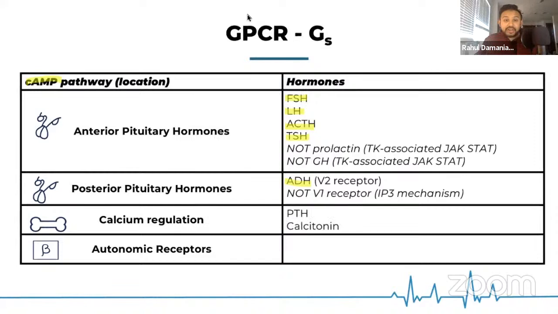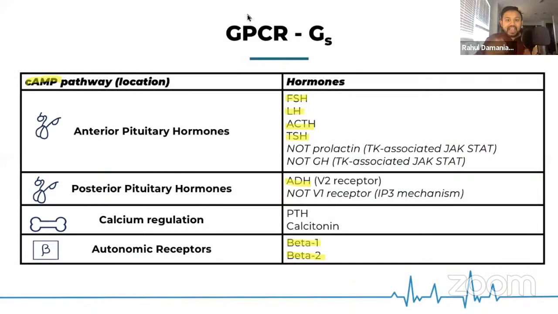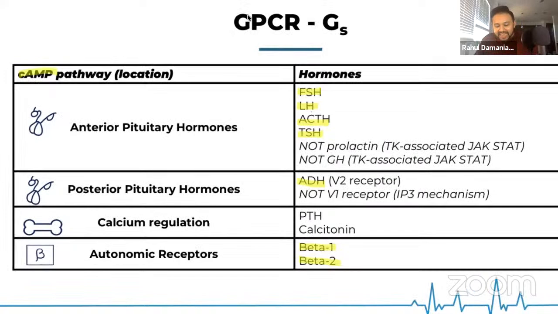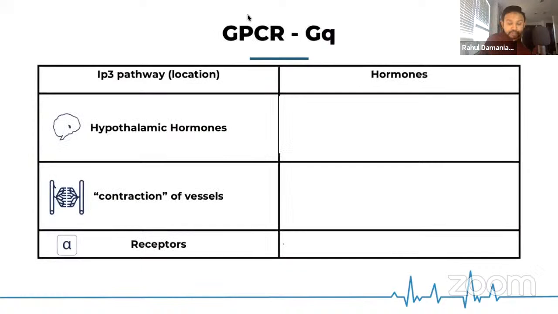When it comes to calcium regulation, PTH and calcitonin are both GS hormones. And when it comes to autonomic receptors, beta 1, which is found in the heart, and beta 2, which is found in the lungs and the vascular smooth muscle, have a GS type of mechanism of action. So what's really important for you to know is that, for example, if they say a patient has an ACTH secreting tumor, they could easily put on your exam increased GS activity or increased cyclic AMP activity. Now you know how the test maker can pose these different concepts, and that's the goal of today's session. Let's go ahead and shift our attention to the GQ pathway.